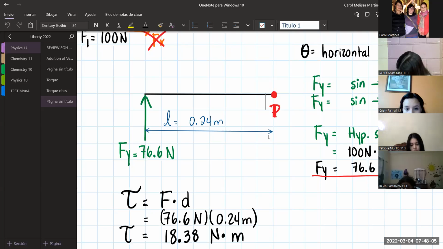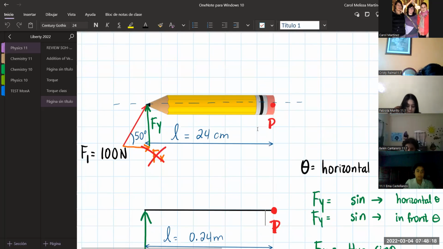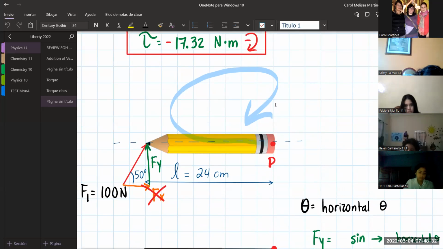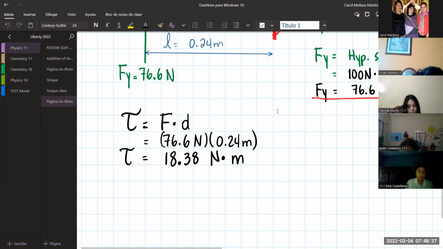Can you please hold your pencil from the eraser? Negative. It is negative, my friends. That's why you always do the test with the pencil, okay? If you hold your pencil from the pivot and you apply this upward force, then the projection is going to be like this, okay? So what rotation is that? That is clockwise. And if it is clockwise, then it is negative.